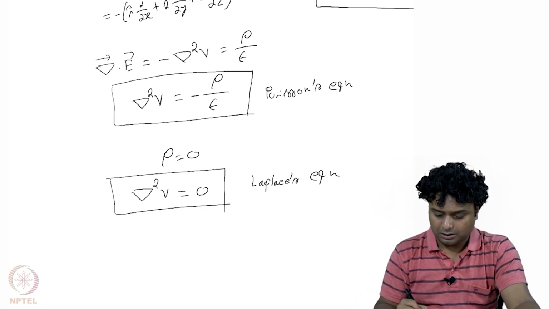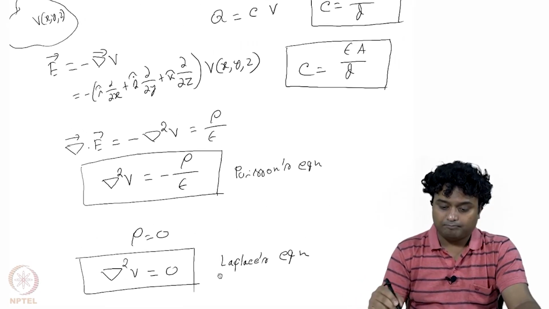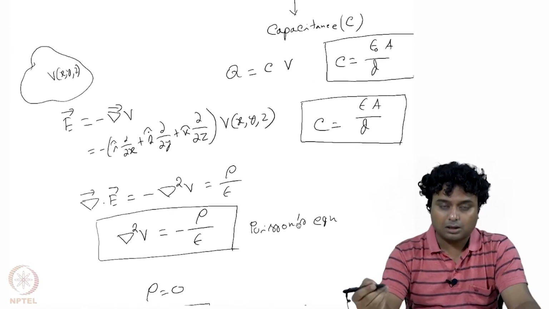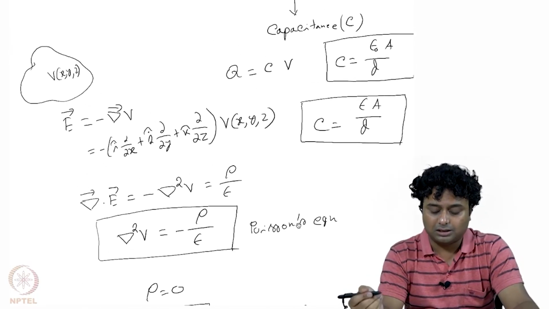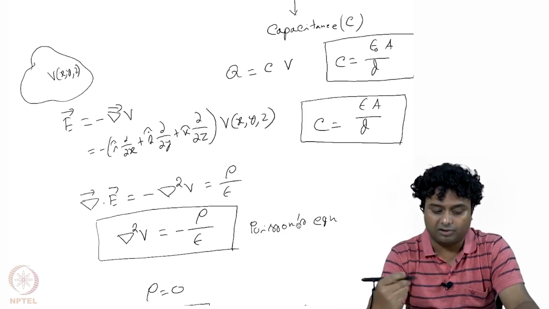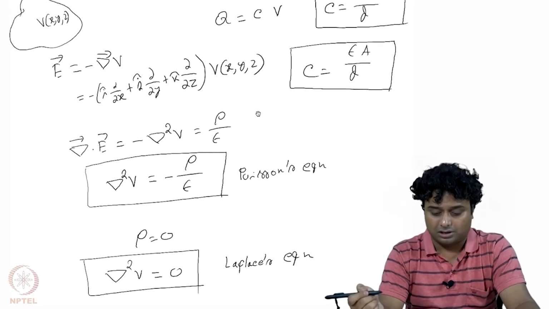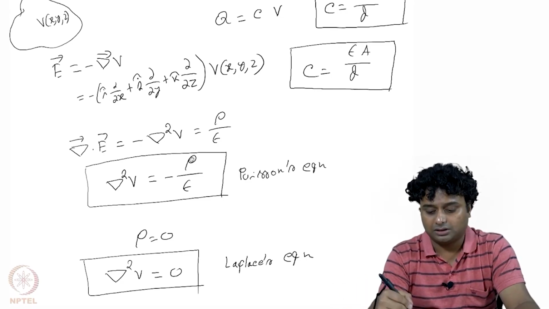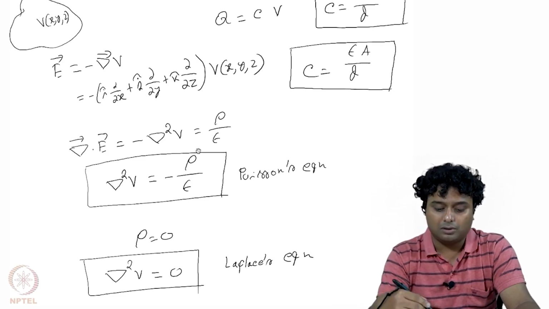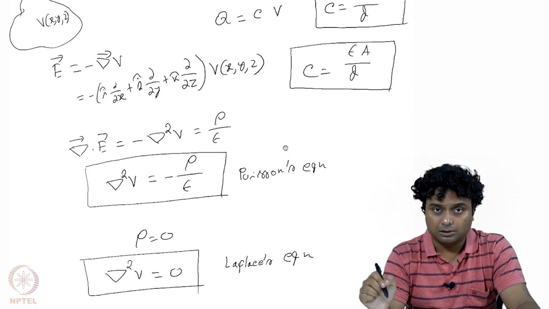Now the point of discussing this is, see, one thing is that if you know the potential, if the potential is given, then from the potential you can calculate the electric field using E equal to minus grad V. If you do not know the potential, but you are given the charge distribution, let us say you know the rho, then you can calculate the potential from the Poisson equation, right.